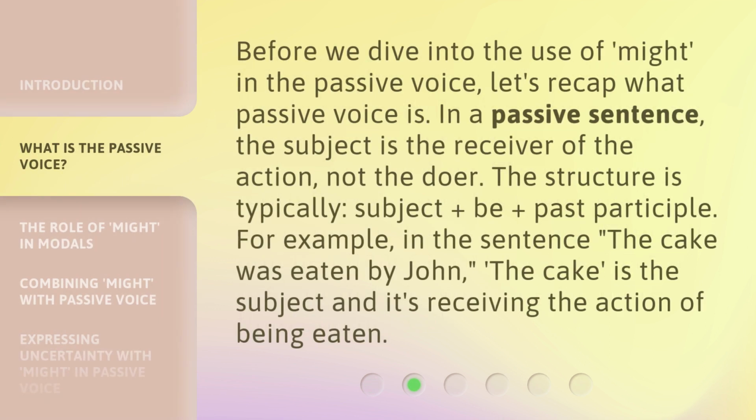Before we dive into the use of might in the passive voice, let's recap what passive voice is. In a passive sentence, the subject is the receiver of the action, not the doer. The structure is typically subject plus be plus past participle. For example, in the sentence, "The cake was eaten by John," the cake is the subject and it's receiving the action of being eaten.